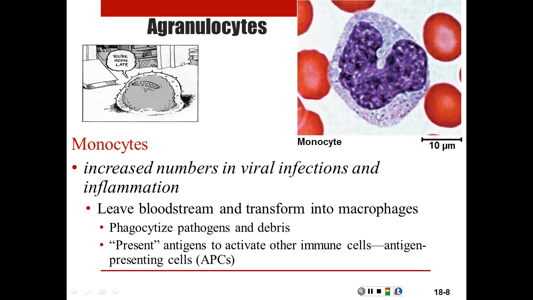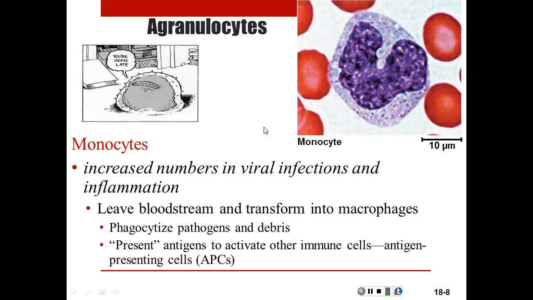Now the cytoplasm is abundant and contains sparse fine granules. In slide preparations, the monocyte often assumes sharply angular to spiky shapes. Monocyte count rises in inflammation and viral infections.